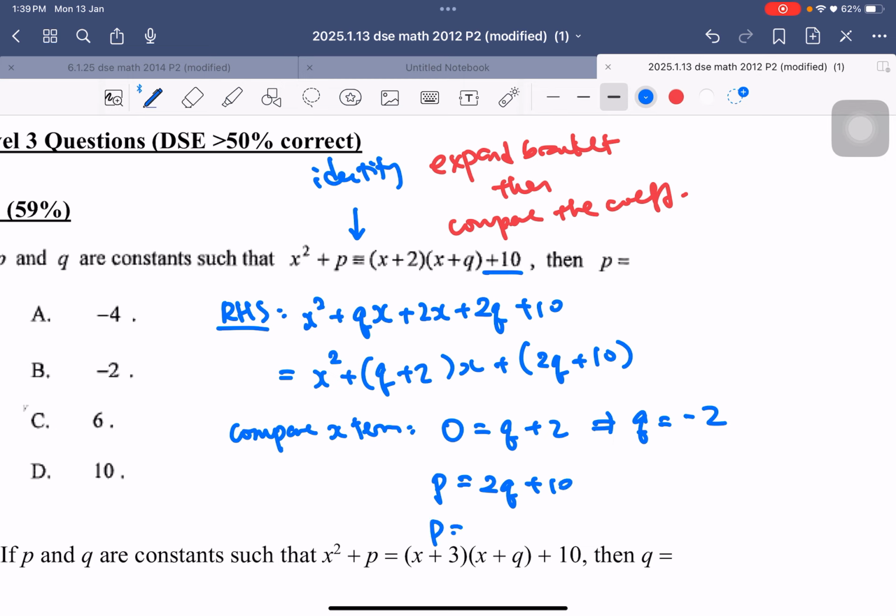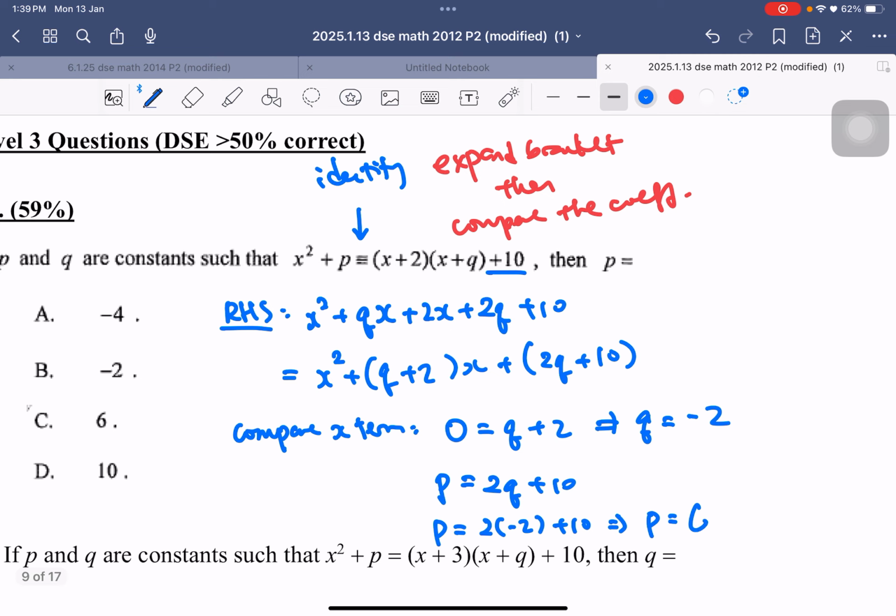Negative 2. So p is equal to 2 times negative 2 plus 10, giving you negative 4 plus 10, giving you positive 6. So the answer is negative 2, isn't it? So the answer is negative 2. No, 6. Yeah, negative 2.